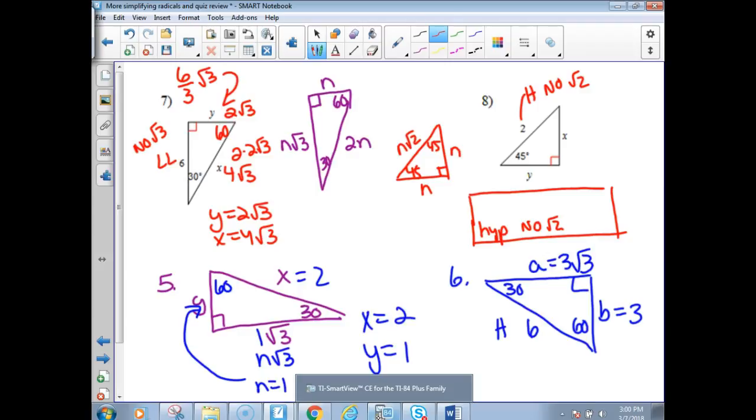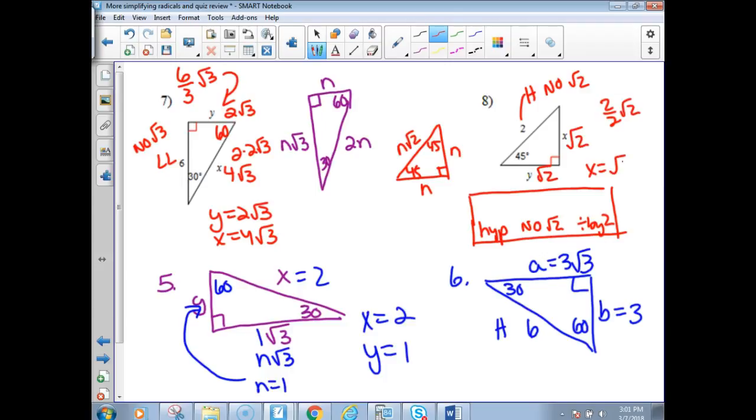All right. It says if there's no square root of 2 and you have the hypotenuse, divide by 2 and put on a square root of 2. So we go 2 divided by 2, put a square root of 2 on it. That would be 1 square root of 2, and both of those are the same. So x is the square root of 2 and y is the square root of 2. You've got to be able to follow those rules.